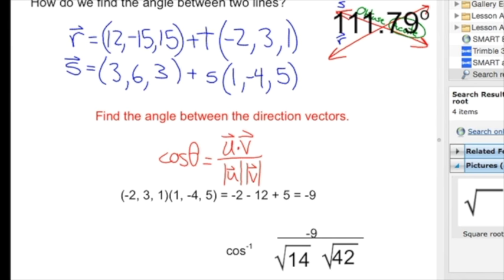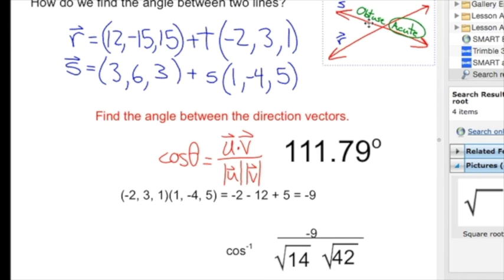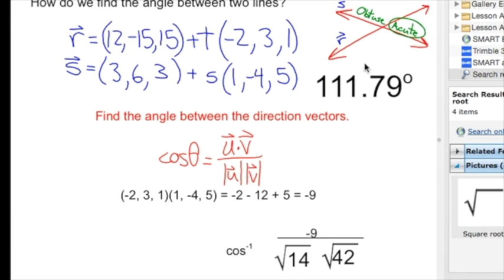Now, here's one thing that we need to consider. Anytime we're dealing with the angle between the vectors, we actually could have two options. We get 111.79, and as we draw two lines, we're always going to have either one acute and one obtuse angle, or unless they're perpendicular, we'll have two right angles. When you're asked for the angle between two lines, you should always give the acute side.